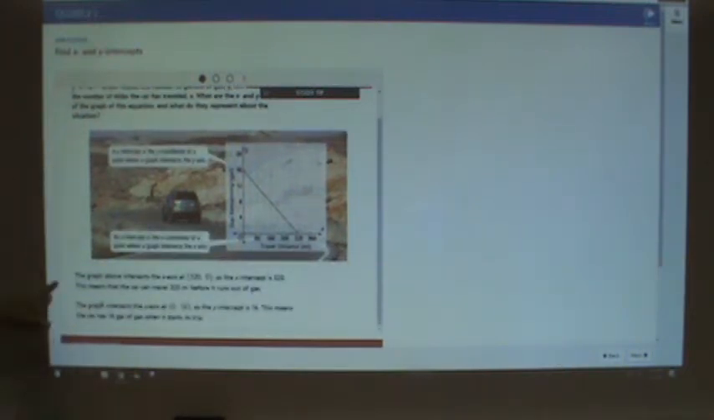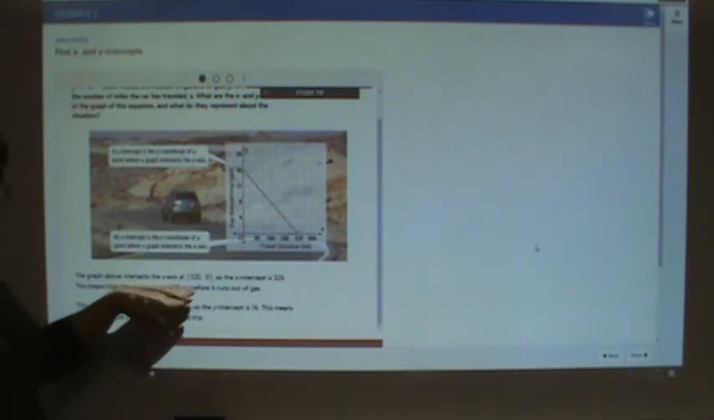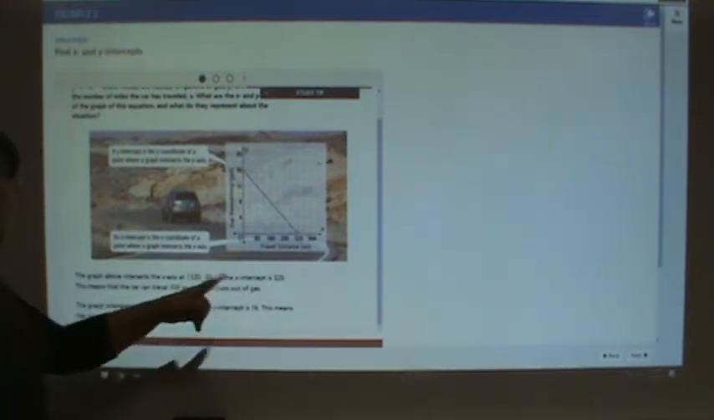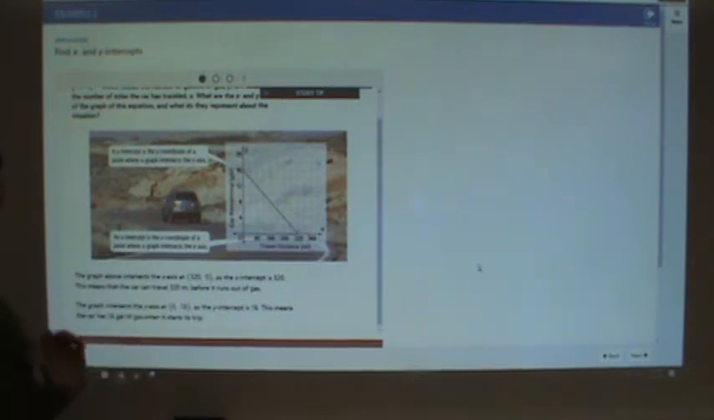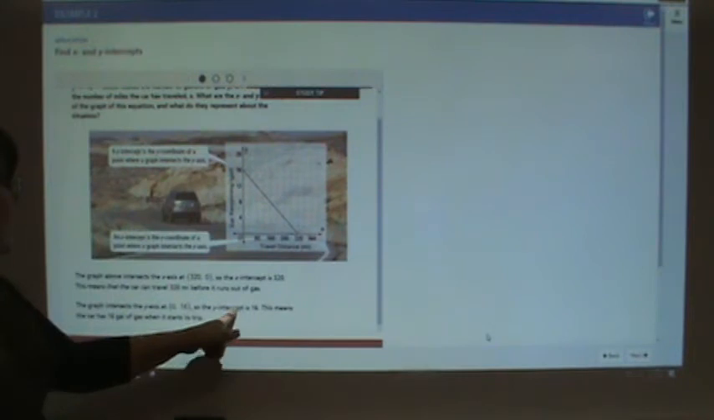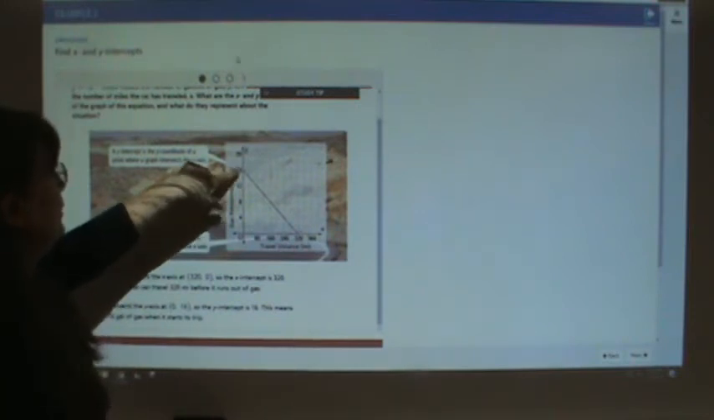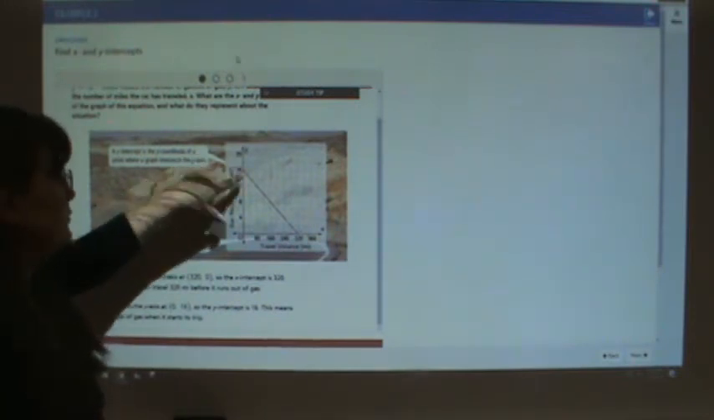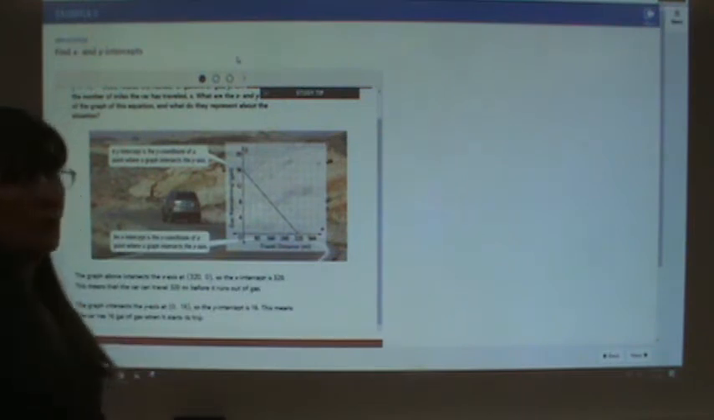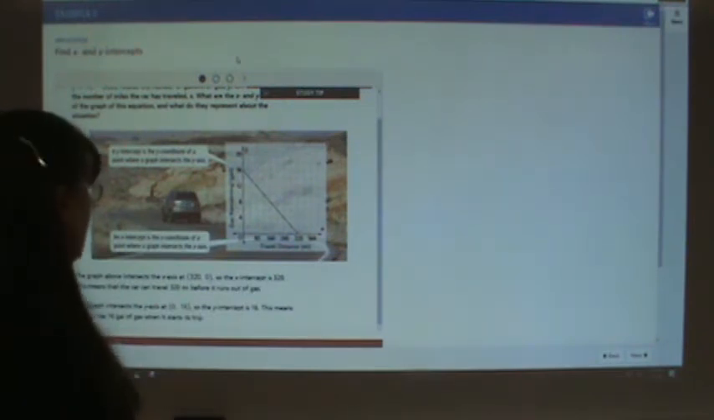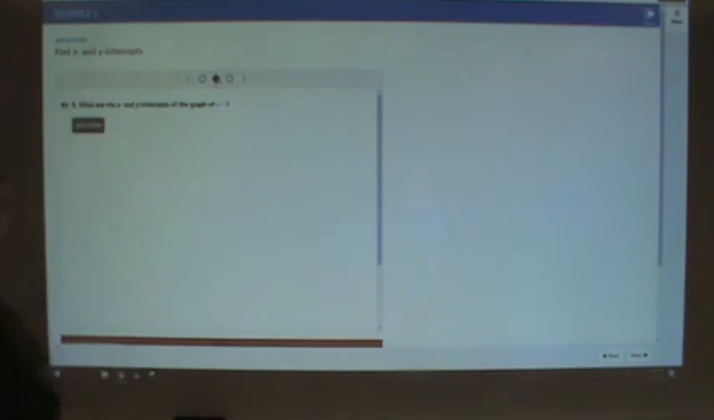And it tells you that the graph intersects the x-axis at 320, 0. This means that the car can travel 320 miles before it runs out of gas. The graph intersects the y-axis at 0, 16. So the y-intercept is 16. This means that the car has 16 gallons of gas when it starts the trip. So in other words, 16 gallons of gas will get you 320 miles before you have to fill up again. All right, go ahead and hit this.